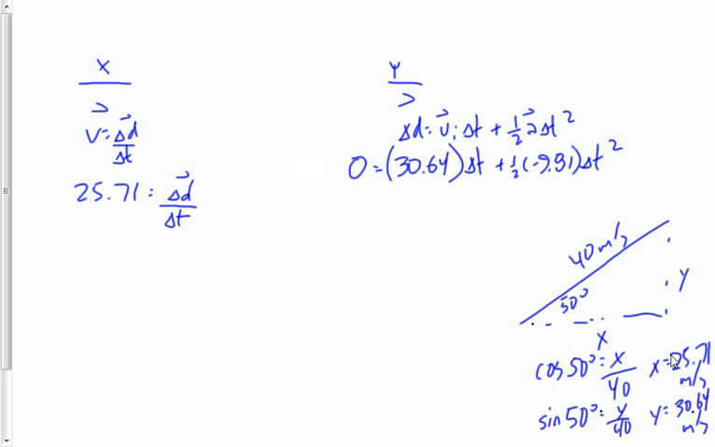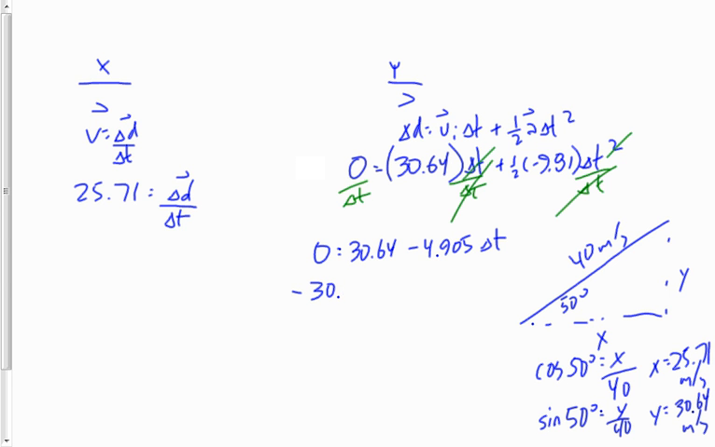What do we do at this point? Fernanda, do you remember what we did here to solve for t? Right, we divide everything by t. So 0 divided by t is 0. That cancels, and we're left with what? 0 is equal to 30.64 minus 4.905 t. Take the 30.64 over by subtracting. And we solve for t here.